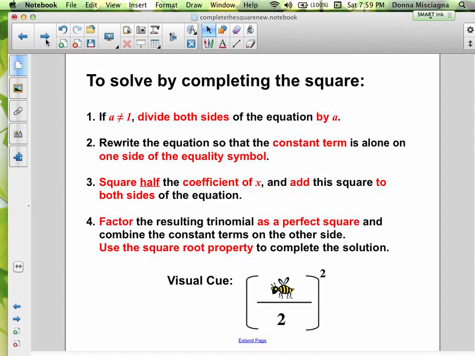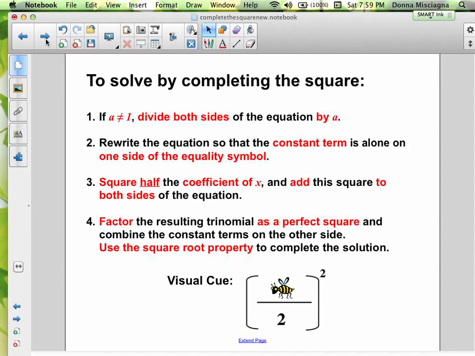Because remember, we're allowed to do that so long as we do it to both sides. a has got to be 1. We have to get rid of any other coefficient by dividing. Otherwise, we won't have a perfect square. That coefficient's going to mess everything up. We're going to rewrite the equation so that the constant term is alone on one side of the equality symbol.